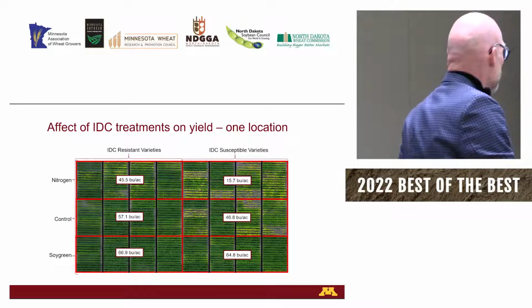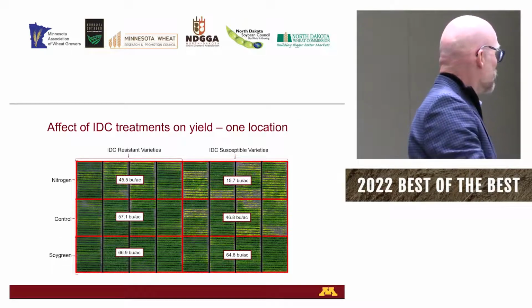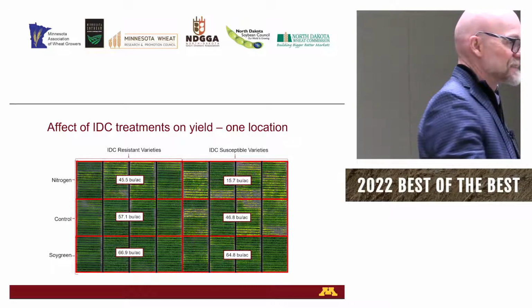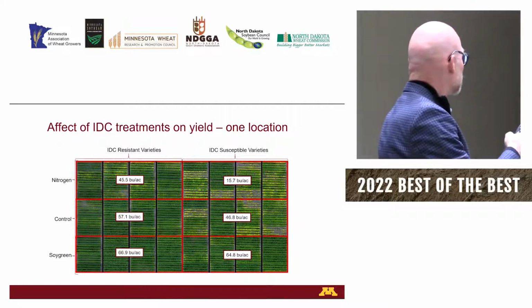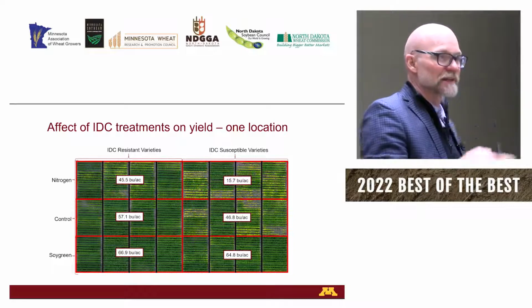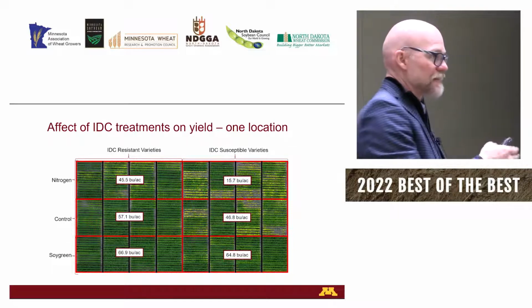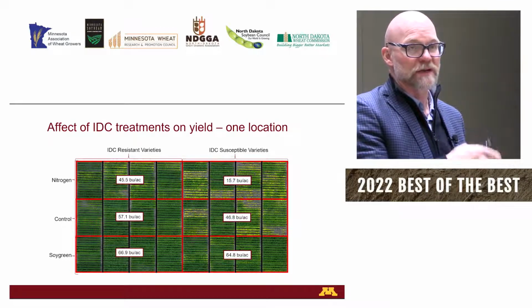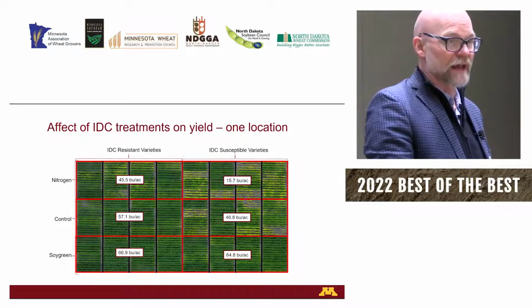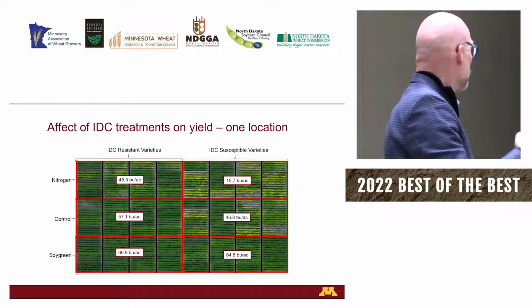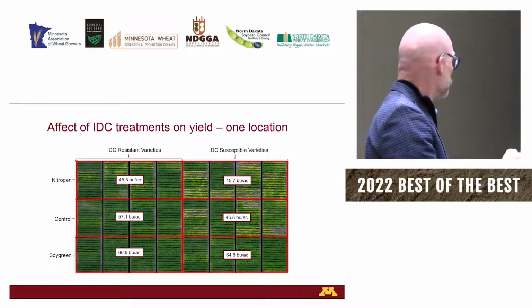These are the treatments at this particular location. On the right, you can see IDC susceptible lines. On the left, IDC resistant lines. You can see that there's a difference in the yields there. We also added about 67 pounds of N pre-season to these to poke up the IDC, and we reduced yields on both of these.